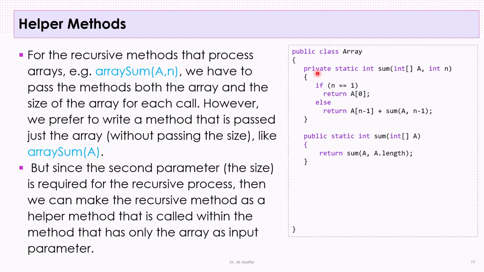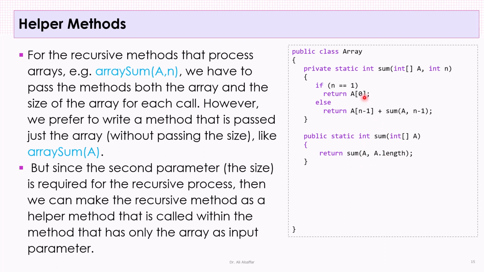Here is an example on how to define a recursive method as a helper method. The method is sum, for finding the sum of all elements of an array. It has two input parameters, the array as well as the size of the array. The size of the array is required as an input parameter because it is used for the recursive call. So we want to call this method by passing only the array, not passing the size of the array. Therefore, we define an overloaded method that accepts only the array as an input parameter. And within the body of this method, we call the recursive method by supplying the array as well as the length of the array using the instance variable length.